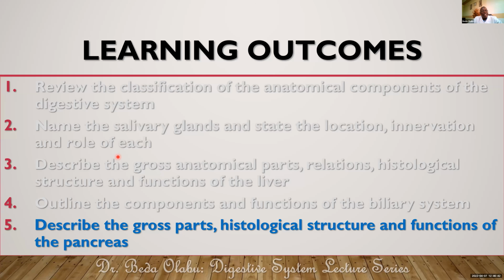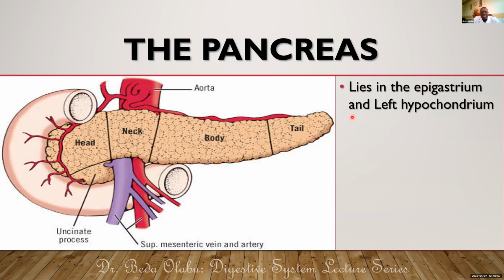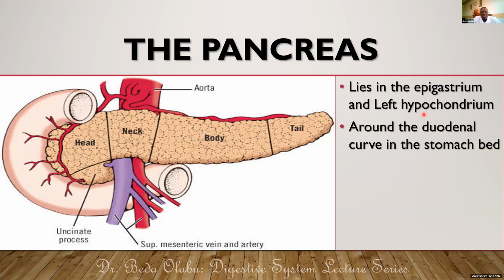All right, that is the story of the biliary tree. Now let's finish with the pancreas. We're going to look at the gross parts, histological structure, and functions of the pancreas. In terms of location, the pancreas is located within the epigastrium as well as the left hypochondrium, usually around the curvature of the duodenum. Behind the stomach, and that region is what we call the stomach bed. We talked about the stomach bed in the first class.